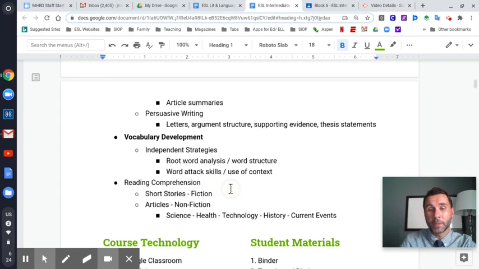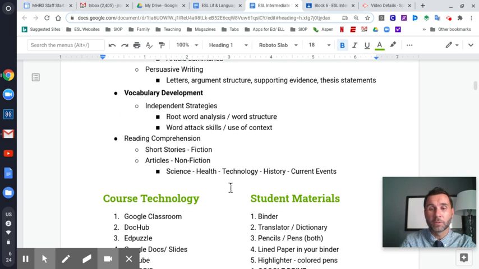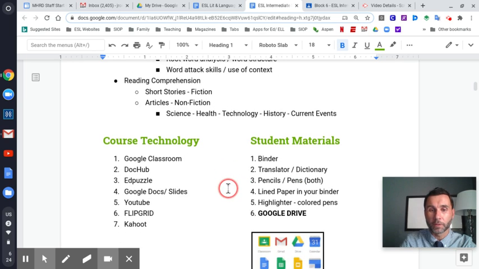I'll be honest, Intermediate ESL is a very critical class for ESL students. For the ultimate success of ESL students, some students go right from intermediate to exiting the program. So there's a lot of possibilities from the content of this course.